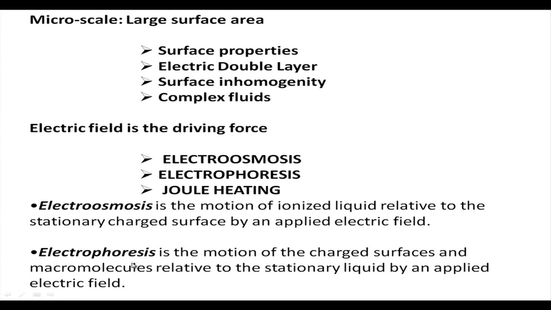Now, as I mentioned before, at this microscale there is a large surface area, so surface properties dominate in this kind of transport phenomena. One of the surface-induced phenomena is the creation of the electric double layer. Then there is surface inhomogeneity: you can have different materials in the surface composition, and also roughness of even molecular dimension can change the scenario.